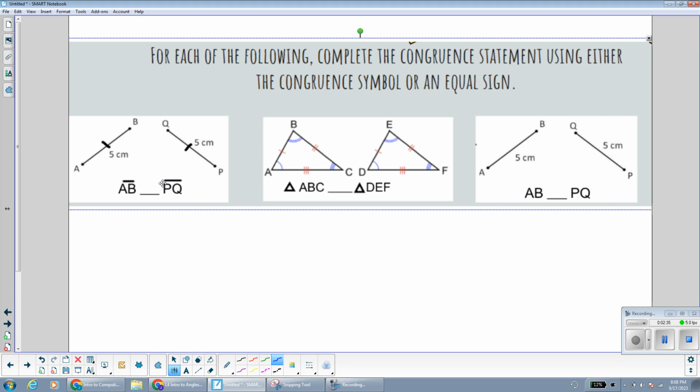Over here, we have a congruent statement, and we need to complete it with either an equal sign or a congruent symbol. Congruence, or when two figures are congruent, means that they are exactly the same. The same size, the same shape, the same measurements, exactly the same. And our congruent symbol looks like this, the equal sign with the squiggly on top.